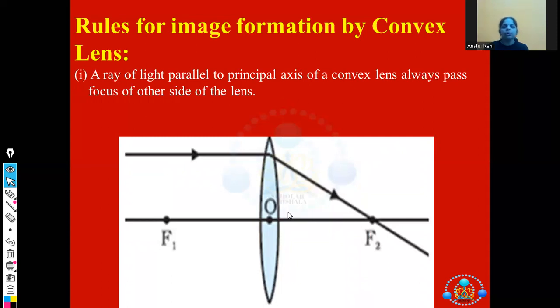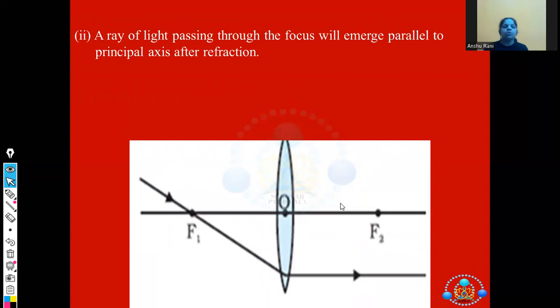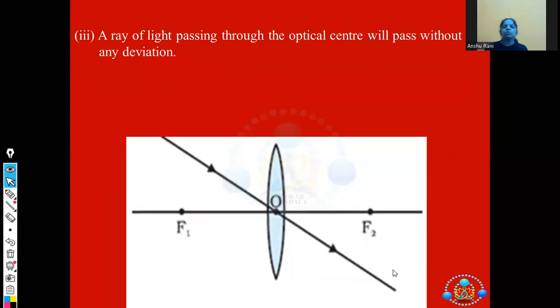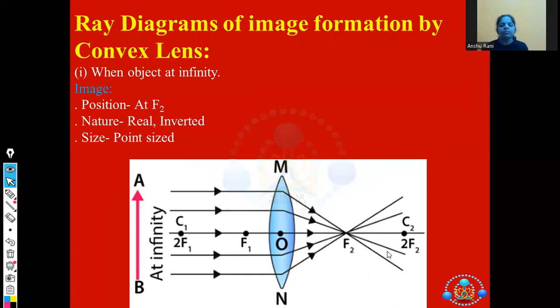Then the rules for image formation by convex lens. Rules will be similar. The first ray, which is coming parallel to the principal axis, will pass through focus on the other side of the object. Then a ray of light passing through focus will emerge parallel to the principal axis after refraction. After showing refraction, it will change its path and become parallel to the principal axis. A ray of light passing through optical center will pass through it without showing any kind of deviation. Then these are the diagrams.